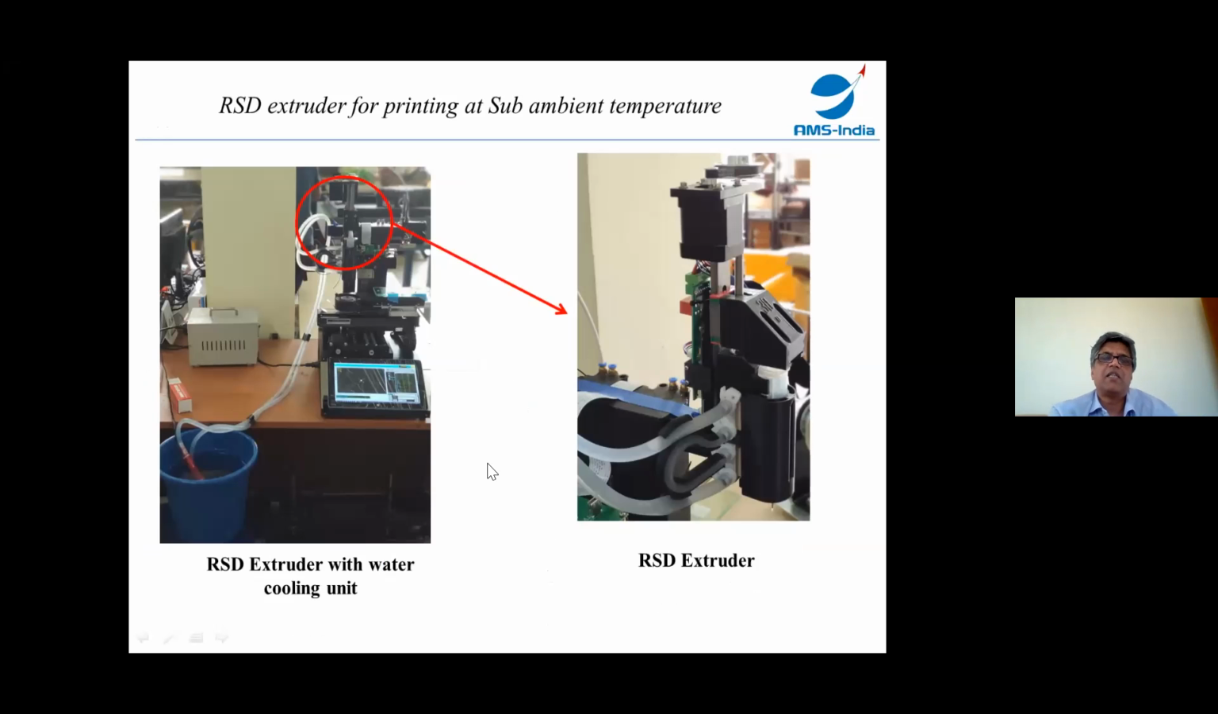And not only that, the machine has a feature wherein you'll be able to do sub-zero or sub-ambient temperature printing. You can take the bed temperature below 0 degrees centigrade because many of the biological applications call for sub-zero printing. That means you have to take the temperature of the extruder to less than 0 degrees. So we have made a Peltier attachment which is going to cool it down and bring it to 0 degrees or less than 0 degrees also, which is programmable. And this is the attachment that I'm showing.